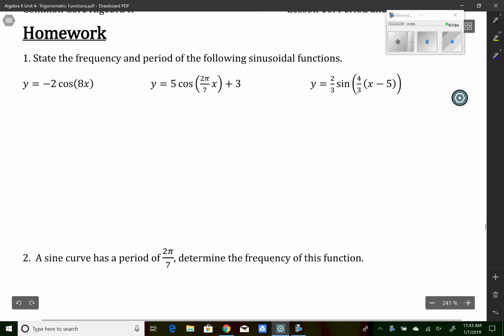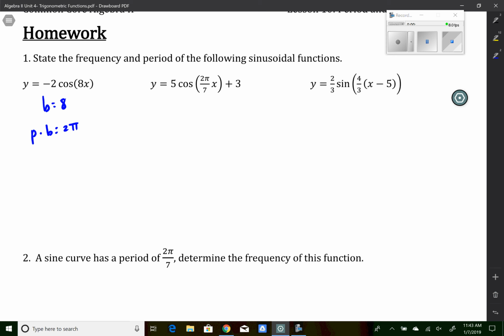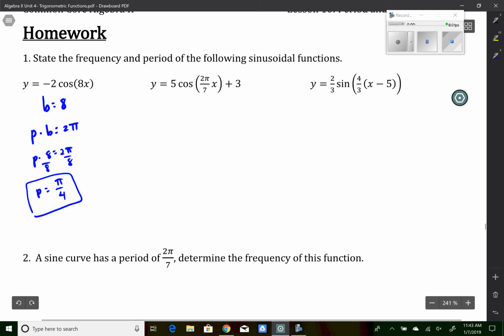If the frequency is 8, I know that period times frequency equals 2 pi. So I'm asking myself, well, what times 8 makes 2 pi? So I can do some quick algebra here. p times 8 equals 2 pi, divide by 8, and I can say p is equal to pi over 4. So that's the period. Remember, the period is the horizontal distance it takes to complete one full cycle, where the frequency is how many full cycles you'd see between 0 and 2 pi.